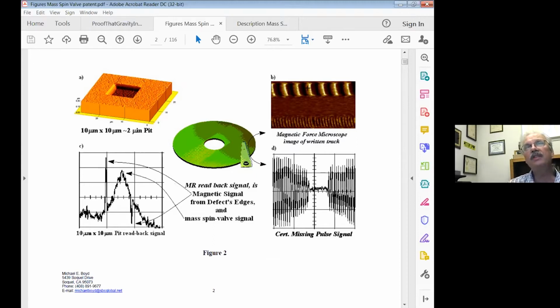Now, over here on the left is an atomic force microscope image of our nano pit, which is 10 microns by 10 microns squared, and it's about 2 micro inches. There's 25.4 nanometers per micro inch. That's like 51 nanometers deep. And so going back to this one on the right, you see the written track.